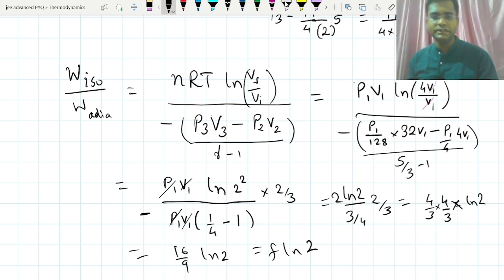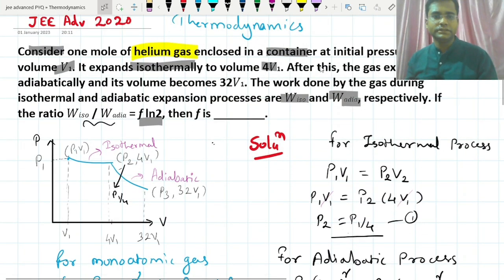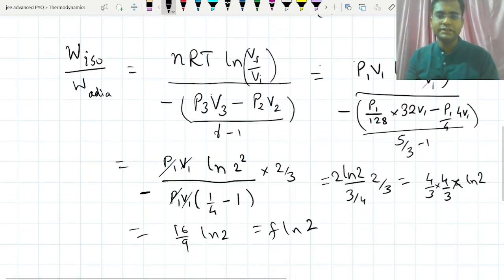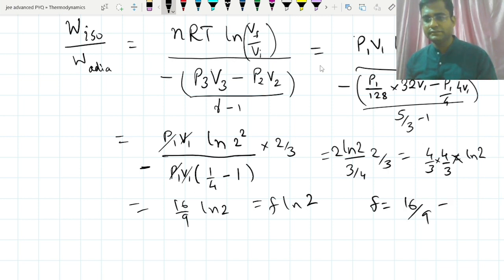And this is your f log 2. As per the question it is f log 2. Read the question again, last line. So the ratio is f log 2, so value of f will be 16 by 9, but they want answer in decimals, so let's convert. This f is your 16 by 9, this is the answer, but we want to convert this into decimals, so let's convert it. Just do the simple division. Orally also you can do, but let's do it stepwise.